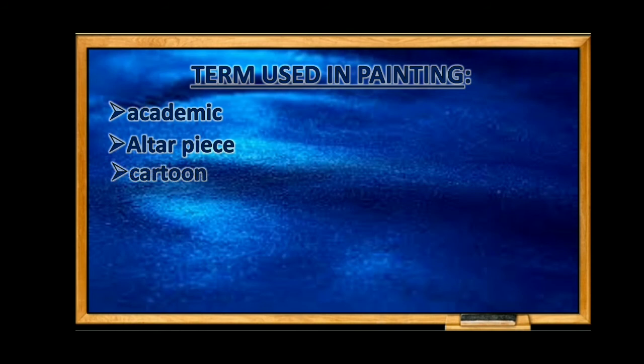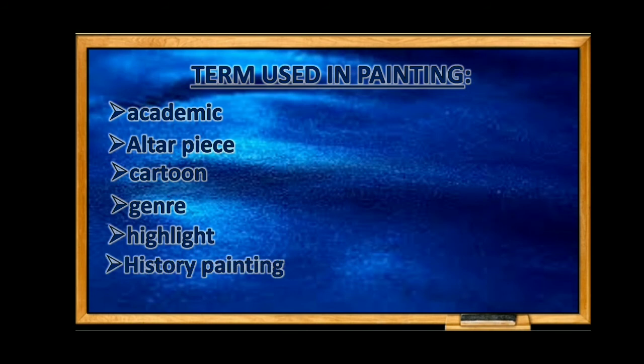Now let's proceed to the terms used in painting. One is academic. This is a style of painting that is worked out according to a conventional set of rules. Next is the altarpiece. An altarpiece is a painting placed behind an altar. Next is cartoon. A cartoon is a full-size preliminary drawing for a painting. Next is genre. Painting depicting scenes from everyday life. Highlight. The brightest point in the picture where light seems to be reflected.